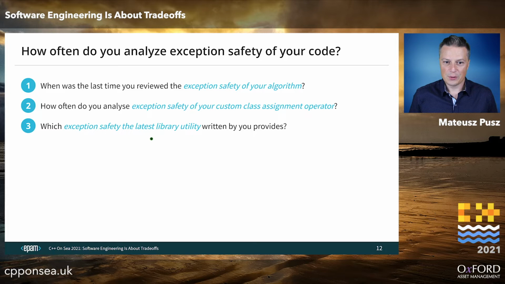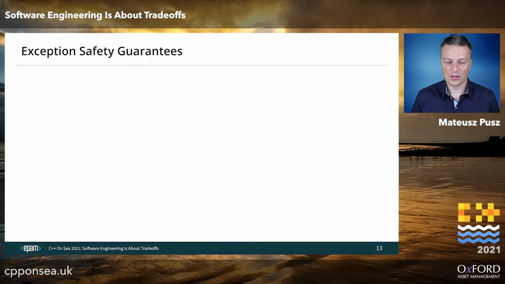Which exception safety guarantees does your library or utility written by you actually provide, right? Ask those questions to yourself and try to find out the reason why we don't put it into practice, even though we know what exception safety guarantees are. If we don't know, here they are.